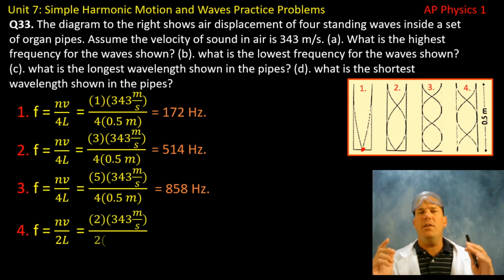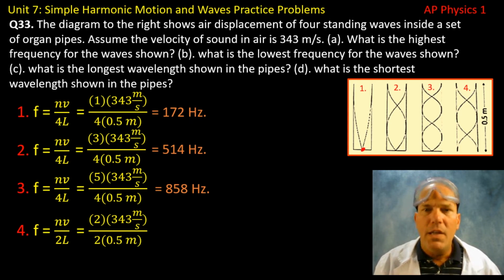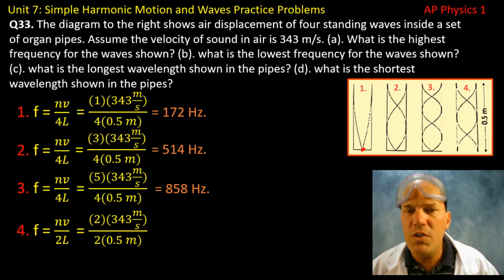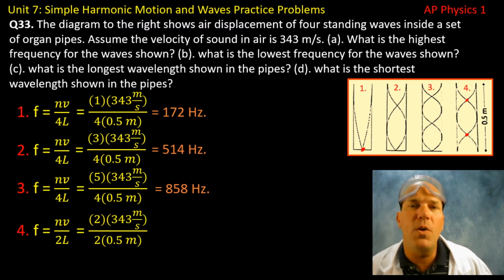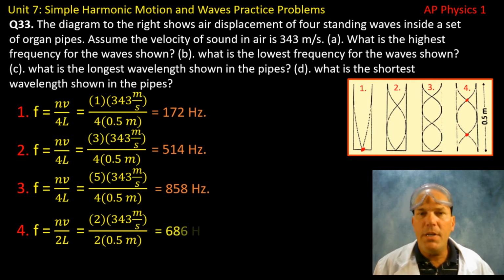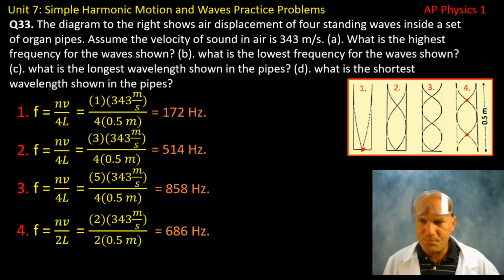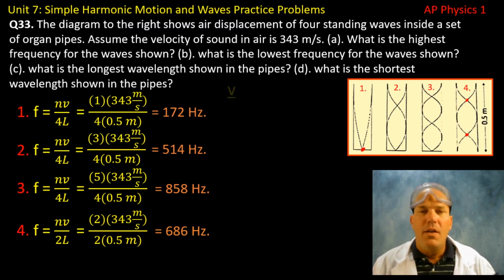So with numbers in here, you must be able to identify which harmonic this is. This is n equals 2. N equals 2 for pipe number 4 here. And because the pipe is open at both ends, we must have antinodes at both ends. And then, of course, you see our nodes there are areas of no displacement in the column as well. Let's get a number here, 686 hertz for our final pipe open at both ends.